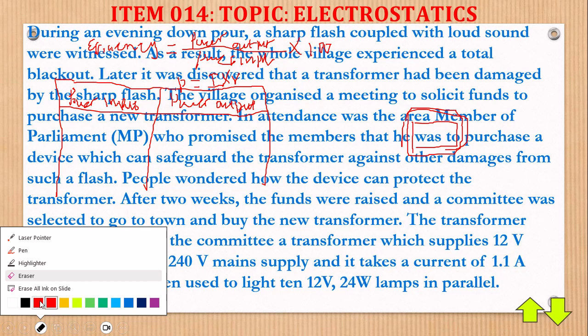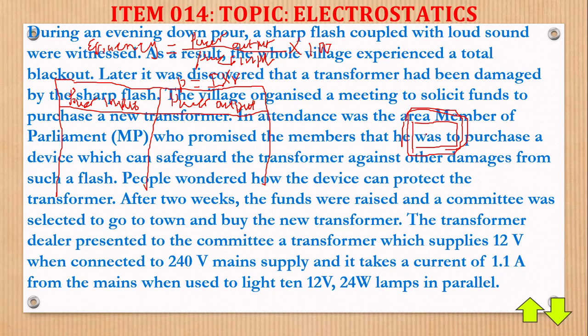All right, good. Now what you should know is that once a transformer is receiving, we call that an input. Once a transformer is giving out, that's what we call an output. And guess what it's giving out? The transformer gives out electricity to homes.